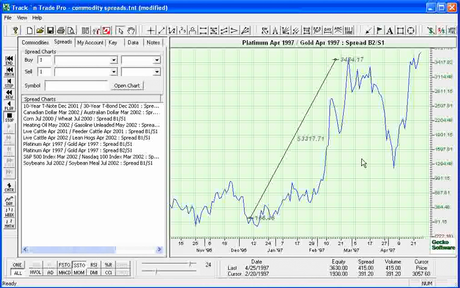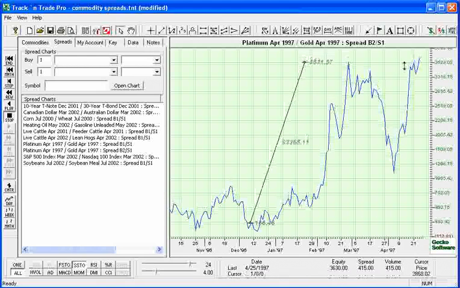Now we've got to look at this on an equity chart basis. If you remember from when we calculated spreads, and Track and Trade software does this for us automatically, we're taking the total dollar amount controlled by 2 platinum contracts and subtracting the total dollar amount of 1 gold contract.